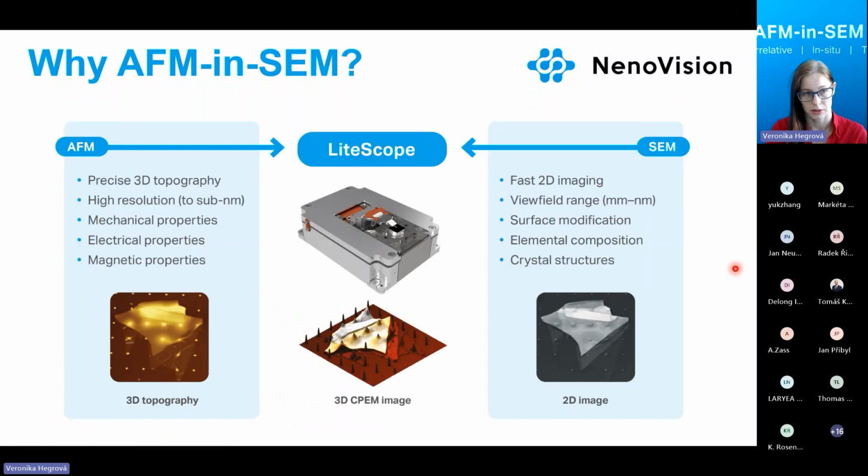Both of these technologies are complementary. AFM can measure precisely the 3D topography, with high resolution in that direction, as well as mechanical, electrical, or magnetic properties. On the other hand, the SEM is great for fast 2D imaging, a bigger overview, and surface modifications by other techniques, for instance focused ion beam or gas injection system, or other detectors for elemental composition or crystallography structure.